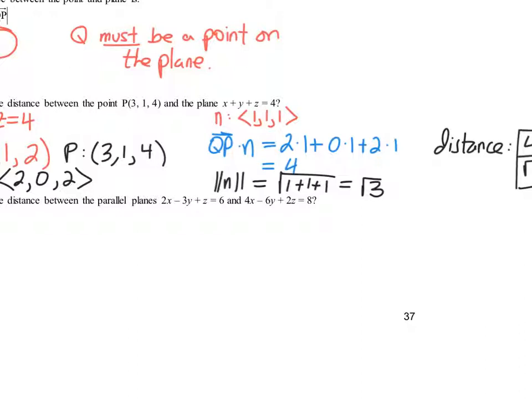Question? Wait, for Q, where'd you get the 2? There's 1, 1. This 2? Yeah.